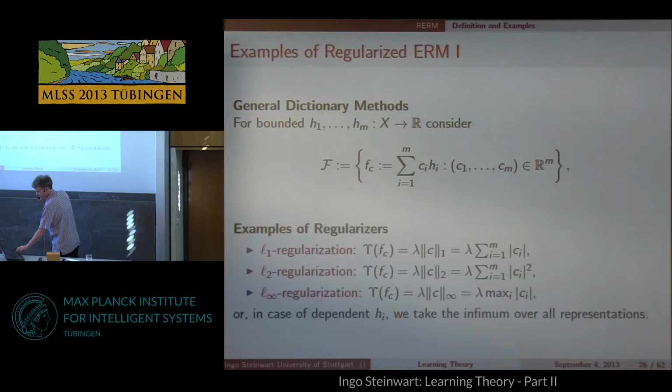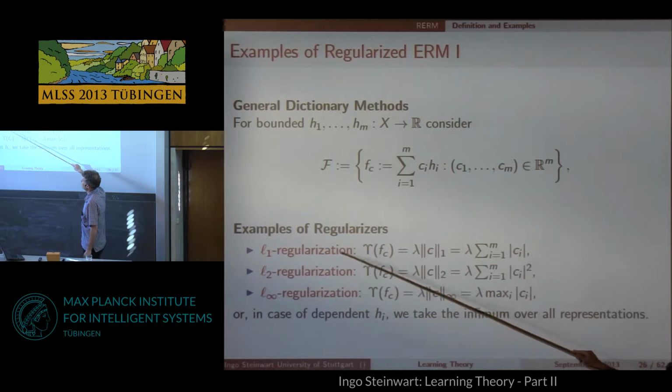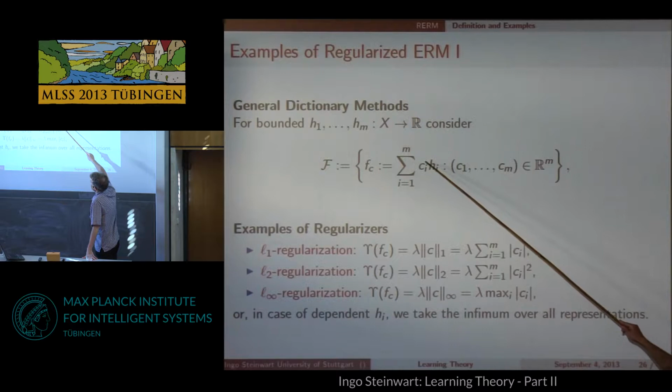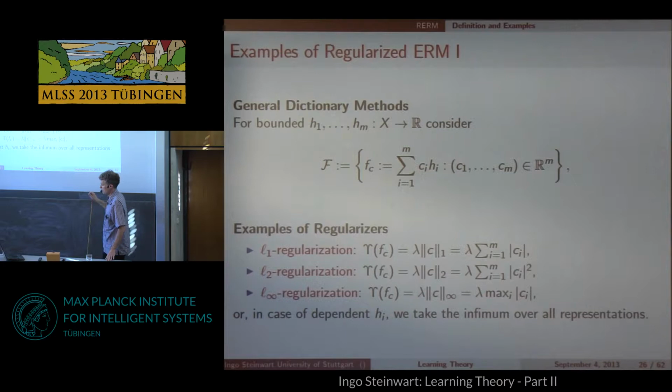And then we have to consider a regularizer, and I just gave here three examples of commonly used regularizers. One regularization basically looks at the sum of the absolute values of these coefficients. This is, for example, the regularization which is used in the lasso method. L2 regularization does a similar thing, except that it actually considers, here should be a power of 2, not the sum of the absolute values, but the sum of the squared values. And then we can also consider different norms here, like the L infinity norm.